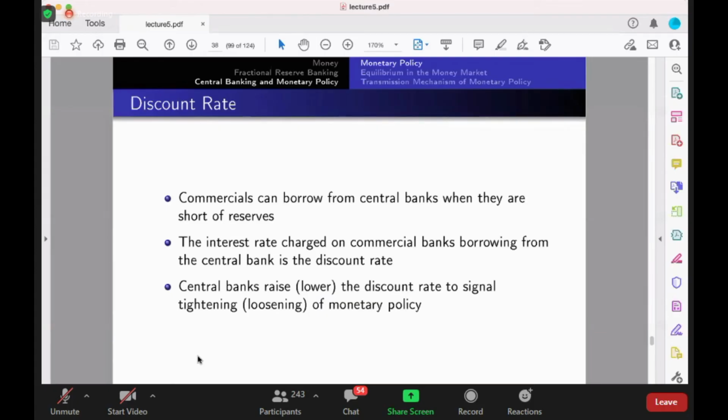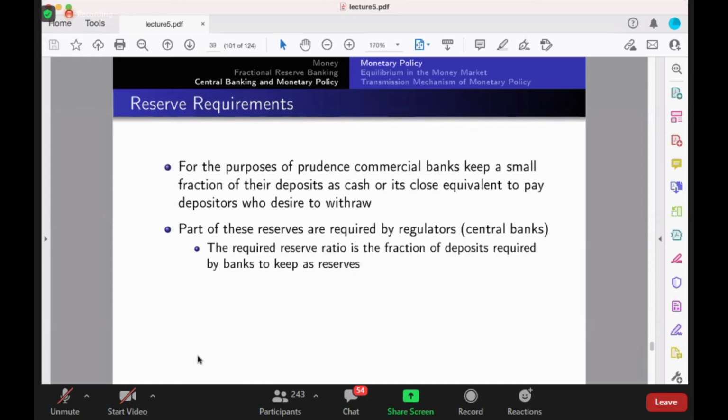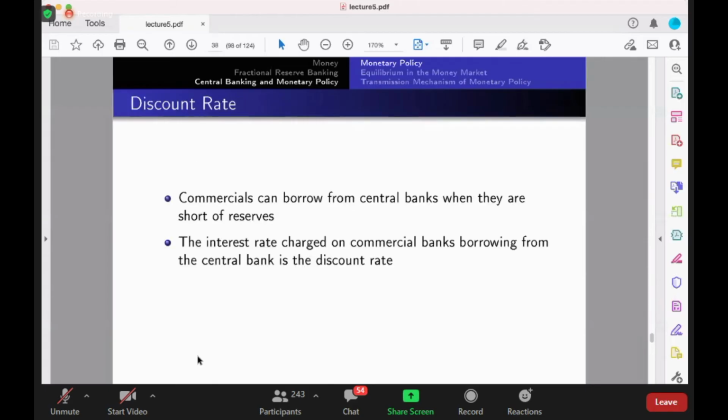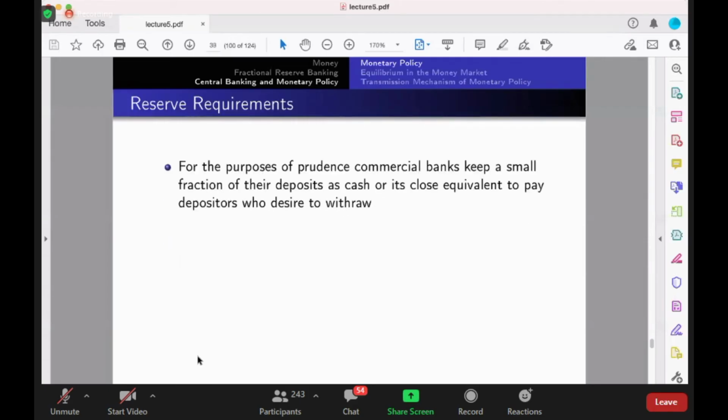If I reduce the rate, you get more money. It's very straightforward, not very difficult to understand. Then from the discount rate, there is this thing called the reserve requirement. This one is not very difficult to understand.